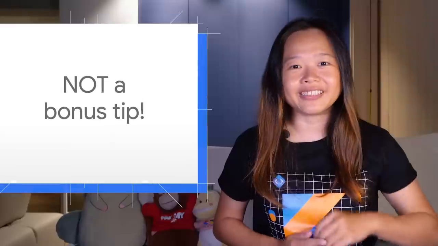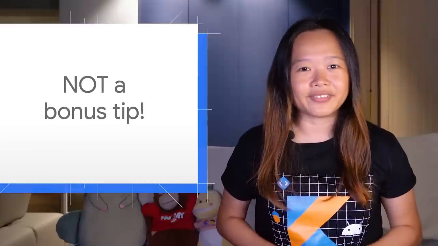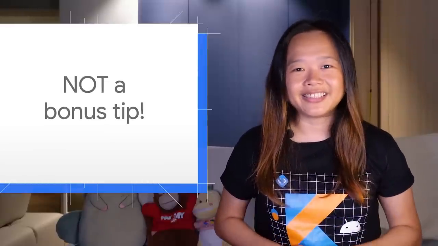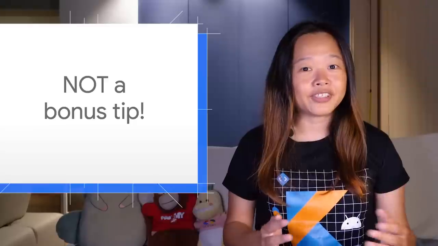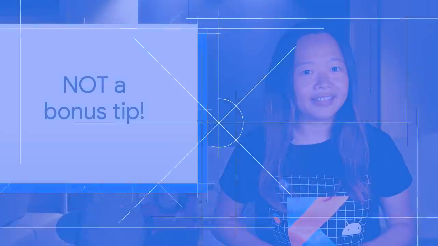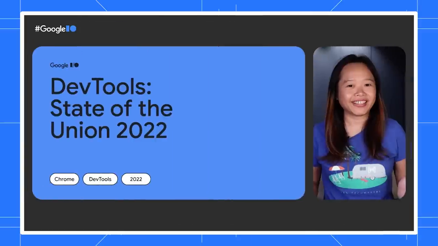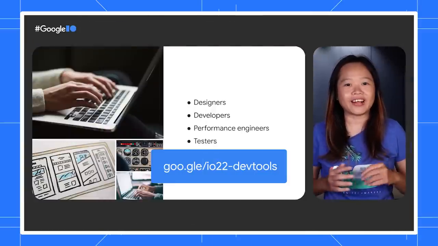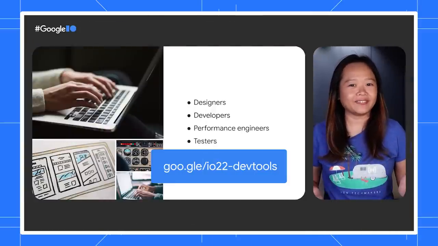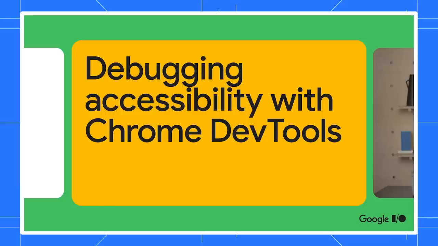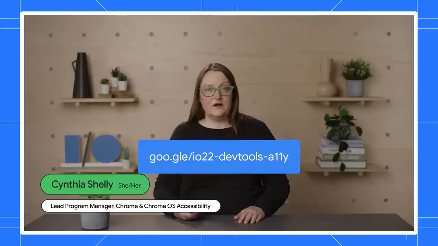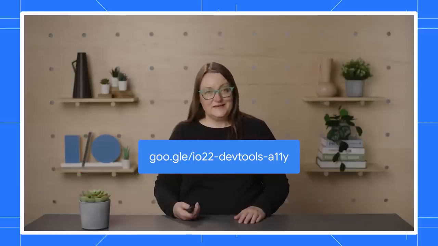Here is not a bonus tip, but a piece of news for you. Google I/O this year is just over. Have you watched my DevTools State of the Union talk yet? In that talk, I have summarized the four main areas the DevTools team is currently working on. Go to goo.gle/io22-devtools to watch it. There is also another session by Cynthia on debugging accessibility with DevTools. Go to this link below to learn more.